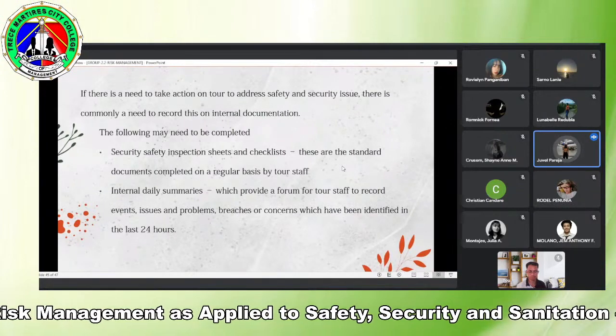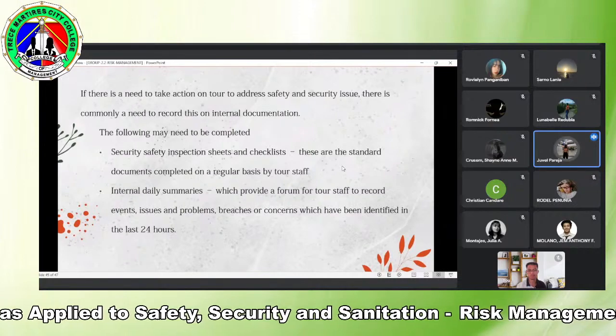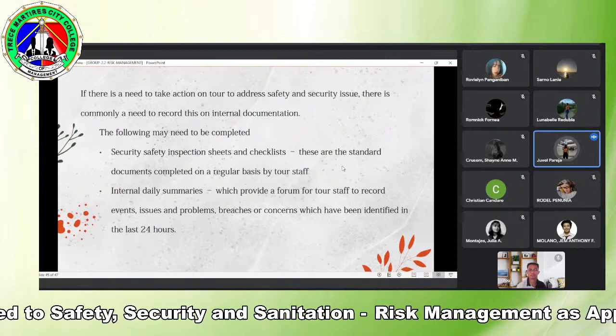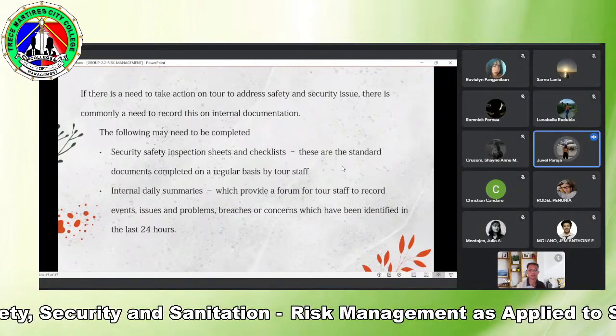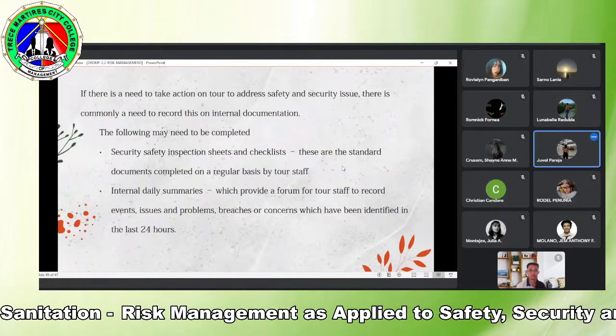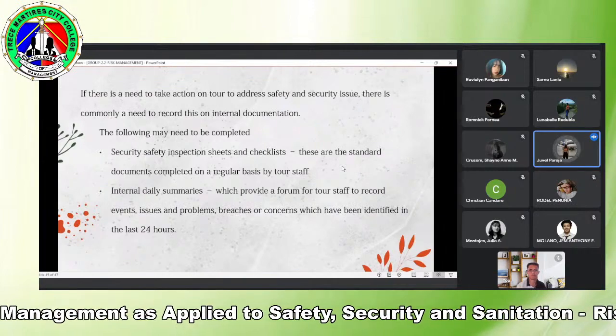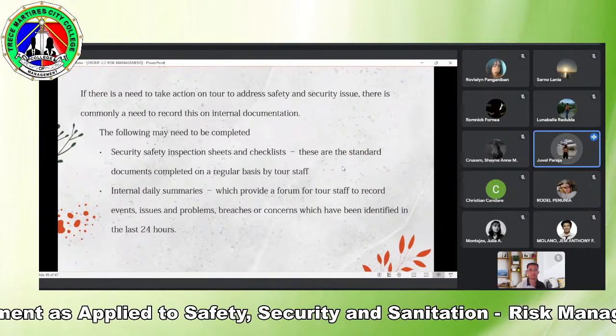Internal daily summaries. This report is a common one. This is the report of everyday routine and issues that were happening in the hotel or event circumstances that happen inside the hotel. Sa reports naman po, so there are 4 types of report.